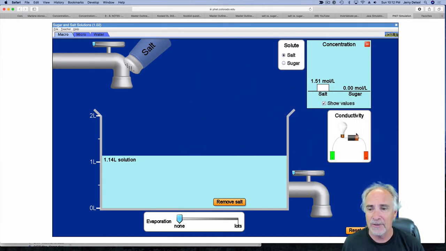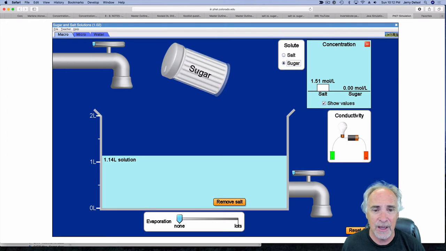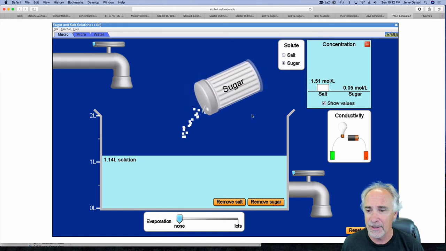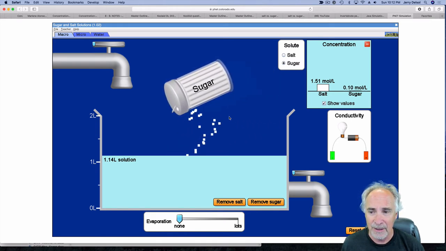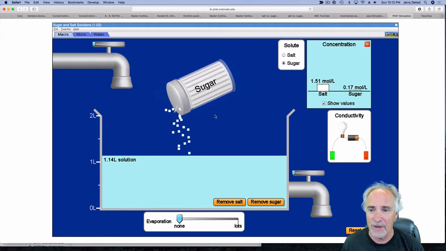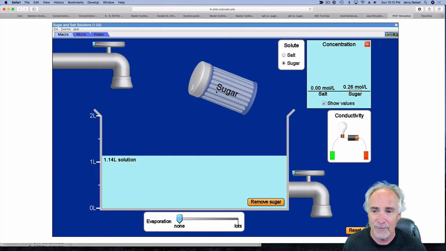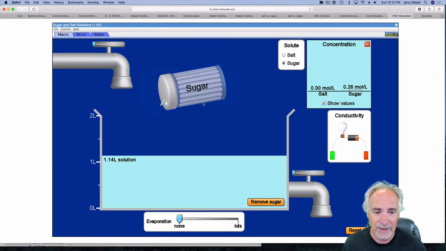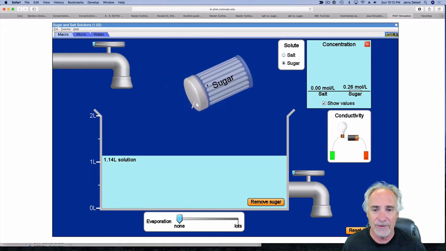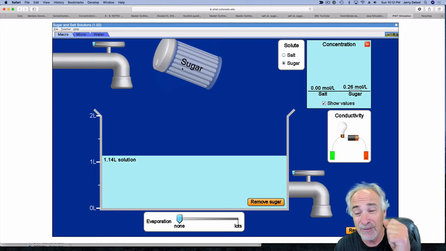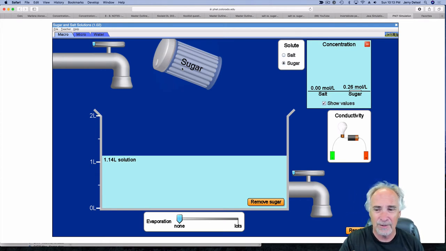Before we figure that out, let's go ahead and use sugar. Alrighty, it shows the value. We got some sugar in there. And it's going to be measuring, of course, the concentration of them. I've got to remove the salt, don't I? There we go. So I've got all of the sugar in it, and it's only 0.26 moles of sugar in the water.